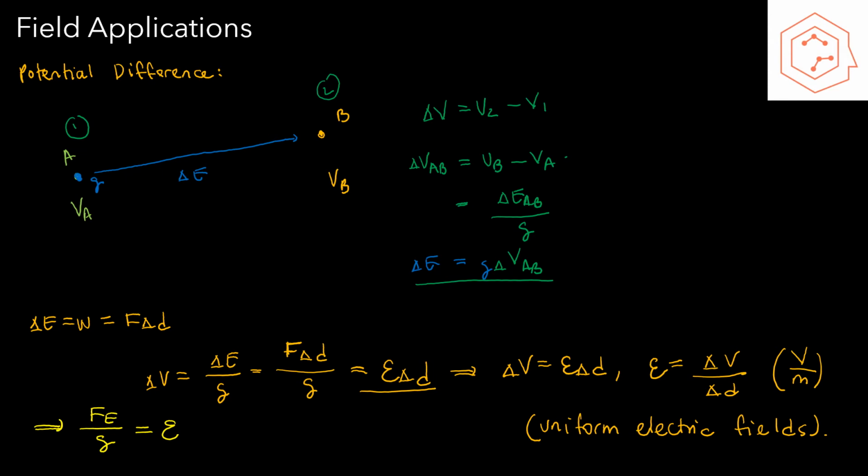So this unit of volts per meter, let's look at that a bit closer. We have volts per meter. A volt is a joule per coulomb, so joule per coulomb meter. A joule is a Newton meter. So we essentially have Newton meters per coulomb meters, which is newtons per coulomb, which is what we had earlier, force per charge.